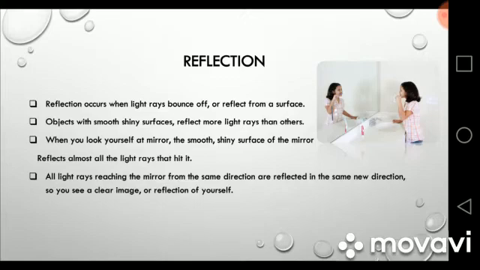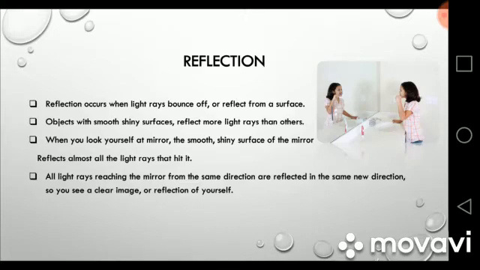That's why when light rays strike the mirror, they are bounced back and you can see the reflection of anything in the mirror. When you look at yourself in the mirror, the smooth shiny surface of the mirror reflects almost all the light rays that hit it. All the light rays reaching the mirror from the same direction are reflected in the same new direction, so you see a clear image or reflection of yourself.